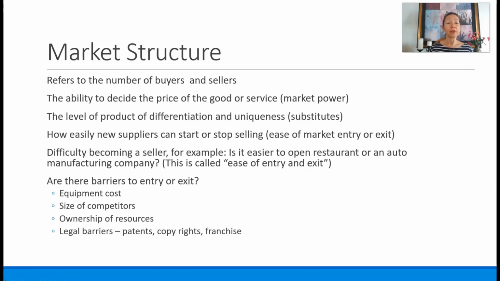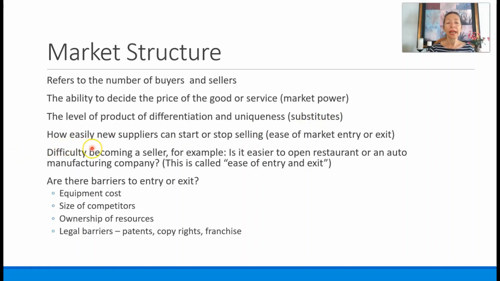Next, we have the level of product differentiation and uniqueness. So we want to know if there are any substitutes for this product. And that becomes important because if there are substitutes, then we don't have that much market power because the buyers can go to somebody else. So we want to see the level of substitutes.